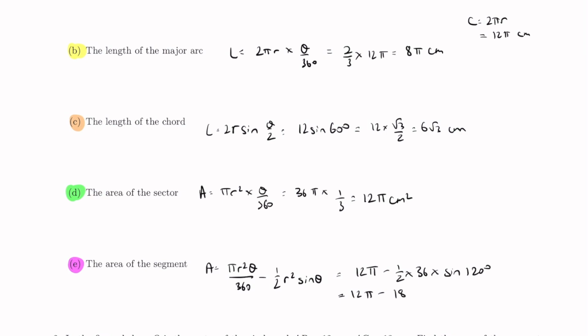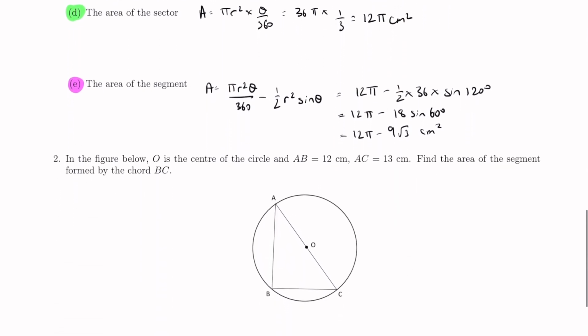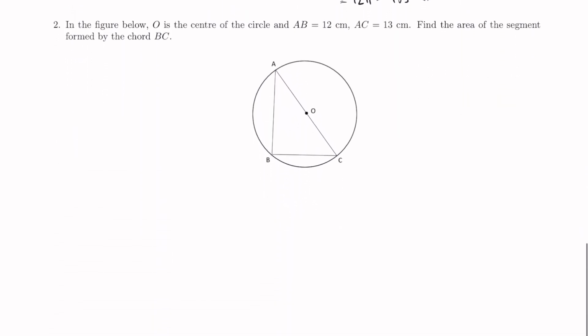Now, sine of 120 degrees is in the second quadrant, so it's positive, and its basic angle would be pi minus theta, so it's 180 minus 120, which is 60 degrees. So we end up with sine of 60 degrees, okay, which is 12 pi minus 18 times, we know sine of 60 degrees is root 3 on 2. So we end up with 12 pi minus 9 root 3 centimeters squared, because it's an area, okay? Does that make sense?